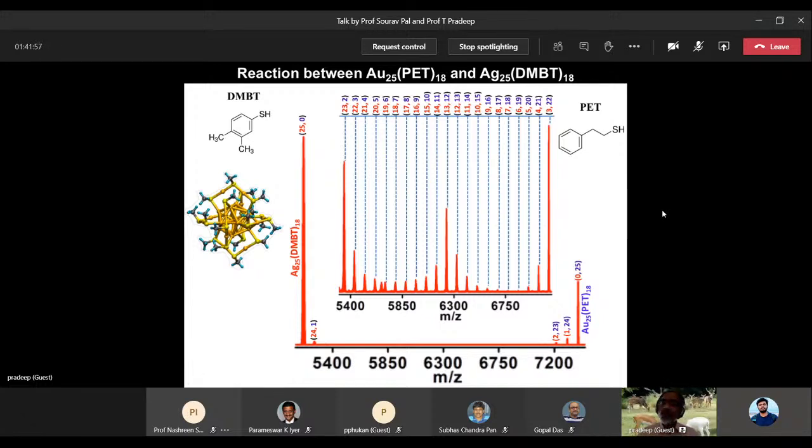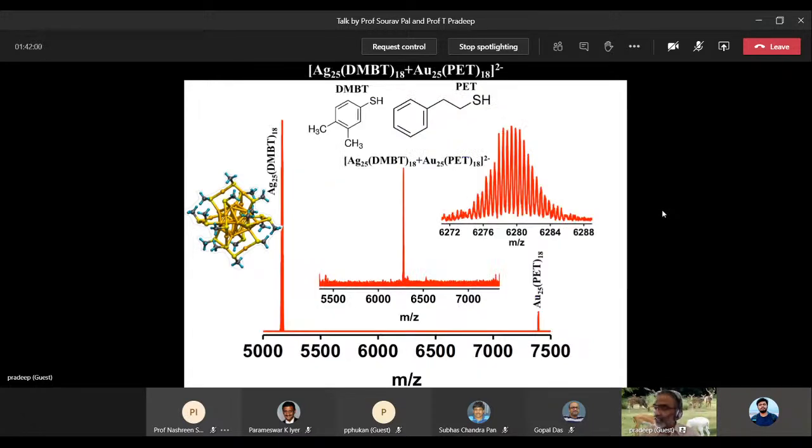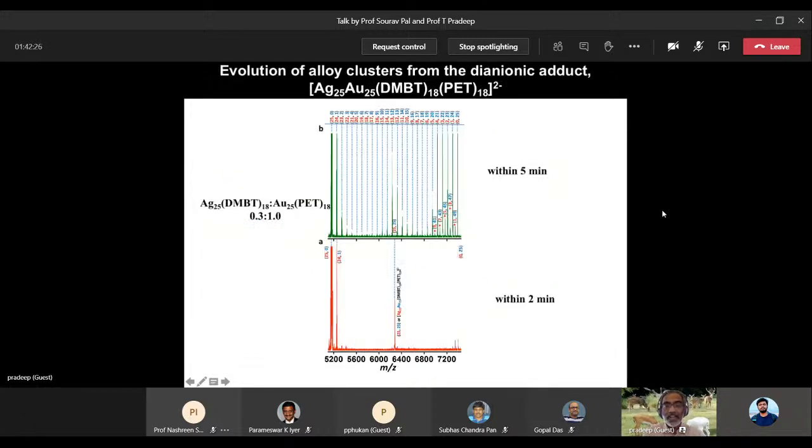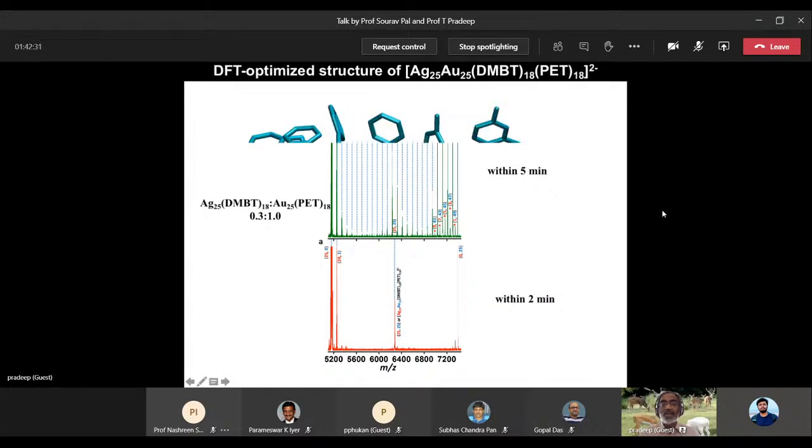Now, you ask this question, how would this reaction occur? This is a negatively charged entity. This is a negatively charged entity. Both of them are 1 minus charged species. If they come together, there should be a dimer, and that dimer should be 2 minus charged. And in fact, we can detect that 2 minus dimer right here if I expand, in the first initial 1 minute of this reaction.